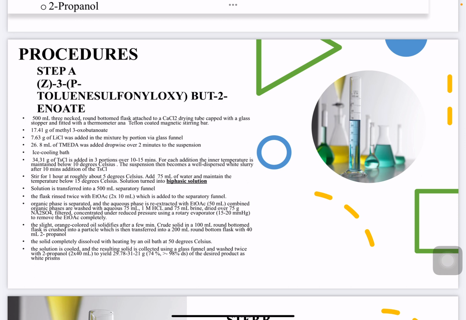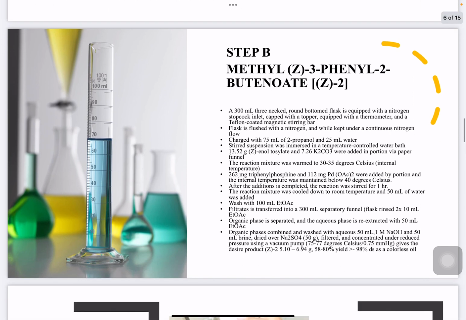The solution is cooled and the resulting solid is collected using a glass funnel and washed twice with 2-propanol to yield 29.78 to 31.21 grams. So it has like a 74% yield of the desired product as white prisms. So after step A, we have step B, which is pretty much the same steps.